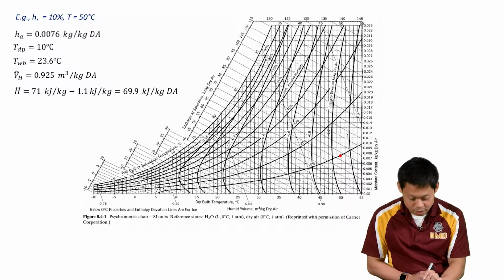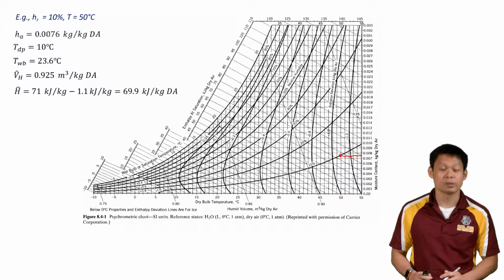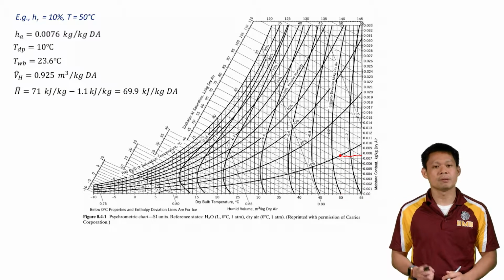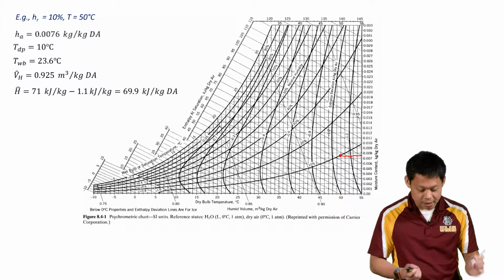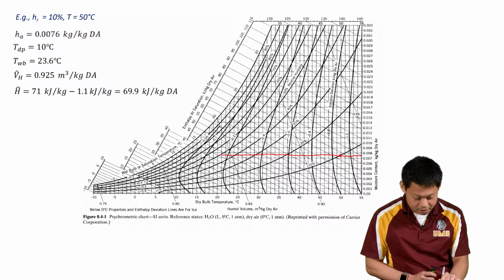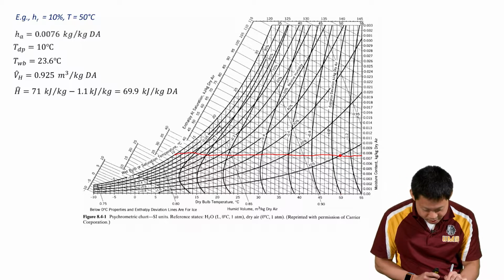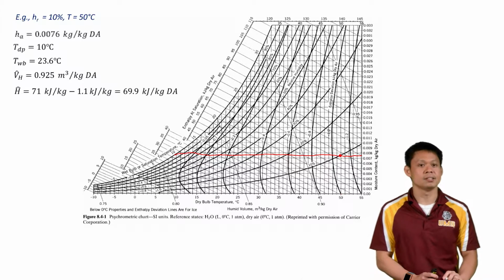In terms of the absolute humidity, you read straight across to the y-axis, so it's about 0.0076 kilograms per kilogram of dry air. The dew point temperature, you go the other way horizontally until you get to the saturation curve, and you can see that it is about 10 degrees C.